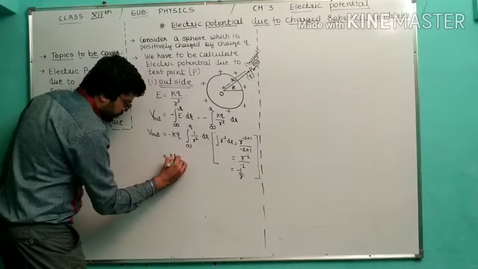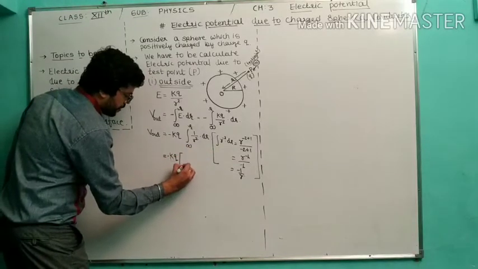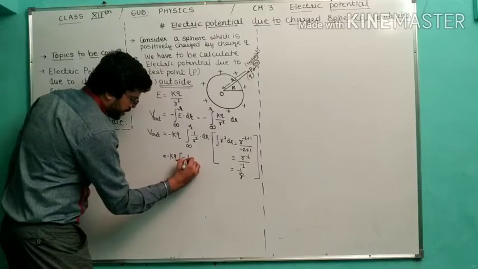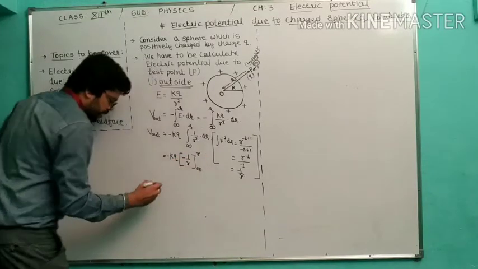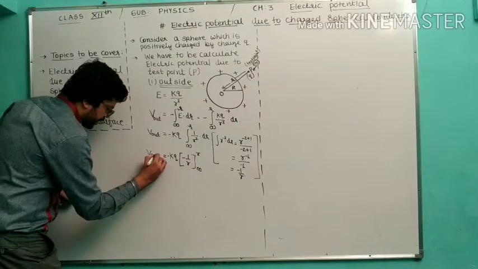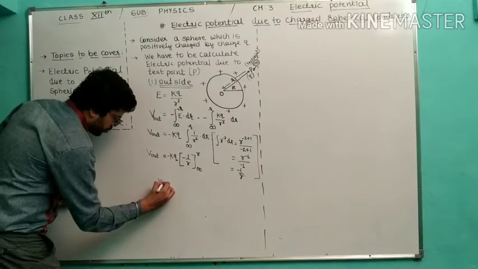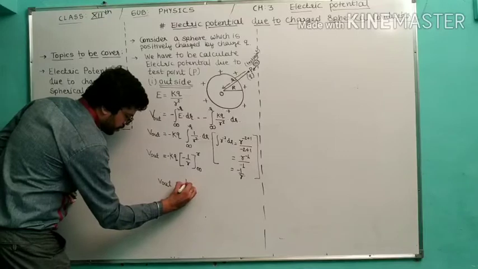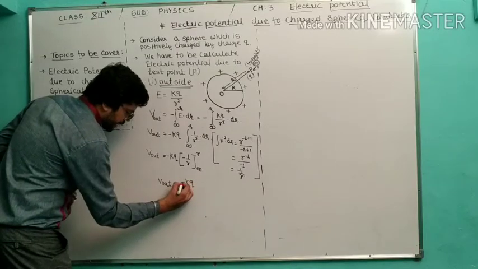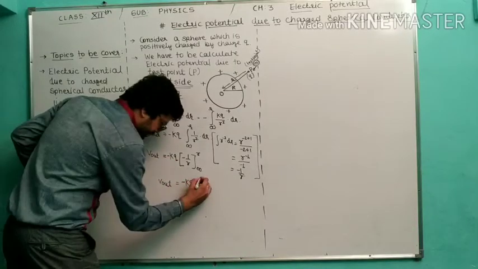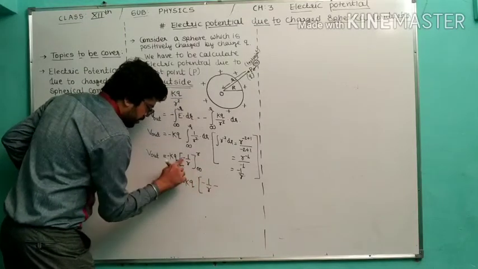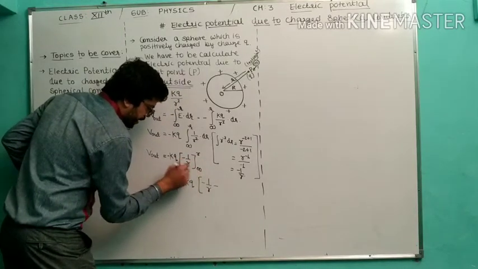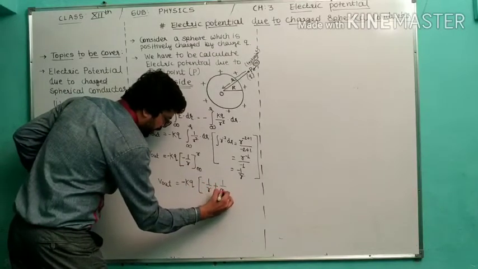Now we put in the value, with KQ in negative. We got the answer minus 1 upon r, with the limit from infinity to r. So apply the limit; we are finding V out. Now V out is equal to KQ, with the negative sign here: higher limit minus 1 upon r, minus the lower limit, so minus minus plus 1 upon infinity.